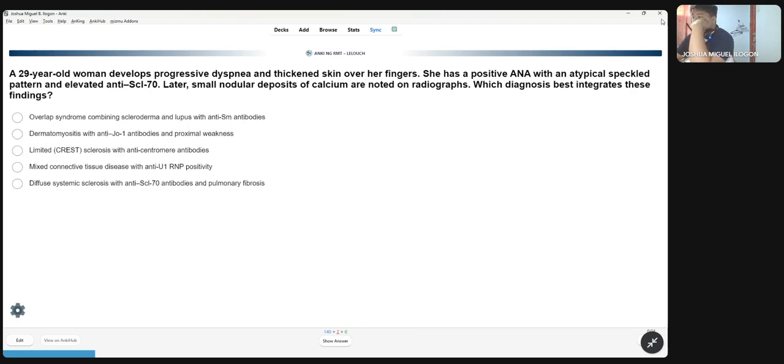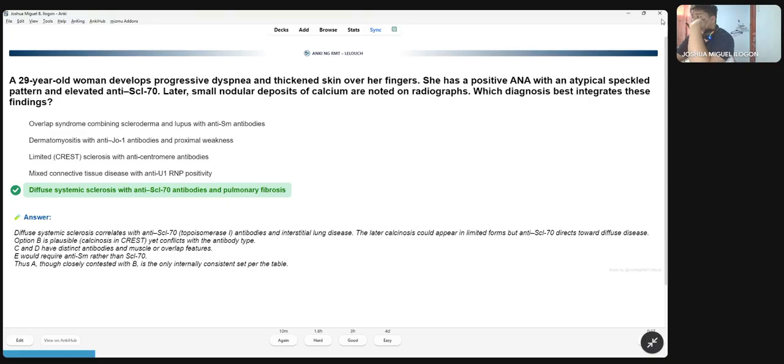Progressive dyspnea, thickened skin, positive ANA with atypical speckled. Okay, atypical speckled, that has to be diffuse.